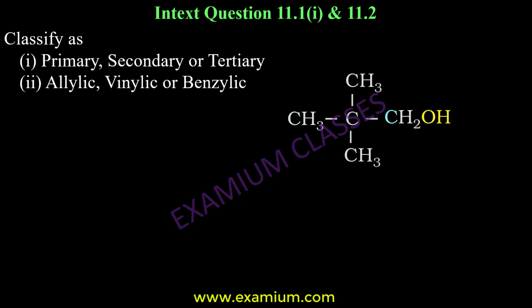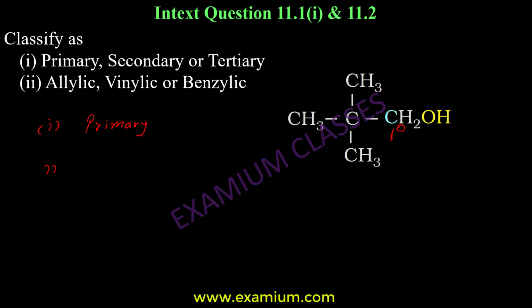We will see that the carbon which is attached to OH is attached to how many other carbons? Just think about it. This is attached to only one carbon. This is attached to only one carbon. It means the carbon which is attached to OH group is 1 degree carbon. This carbon is attached to only one other carbon. So the first answer will be primary.